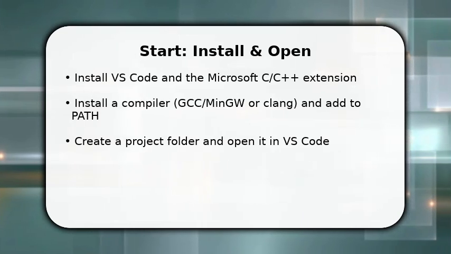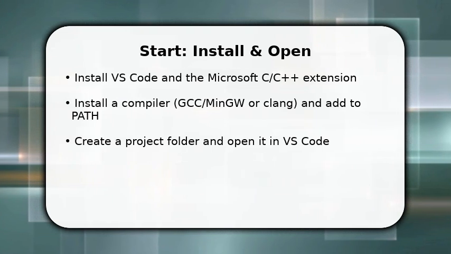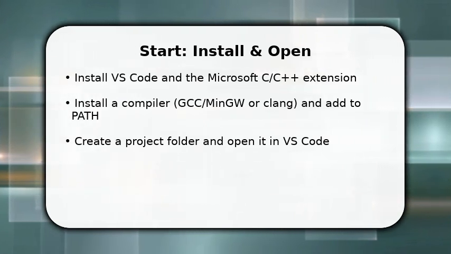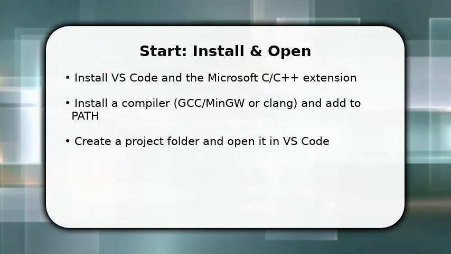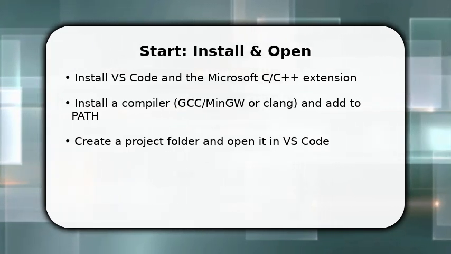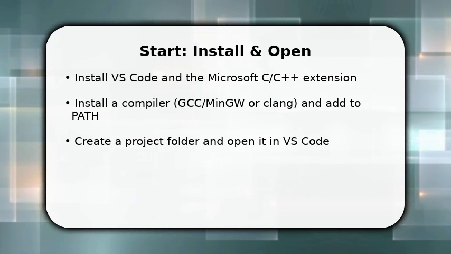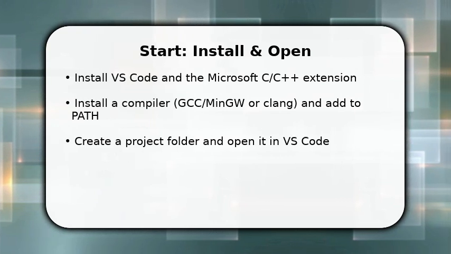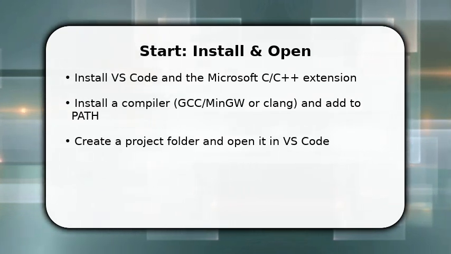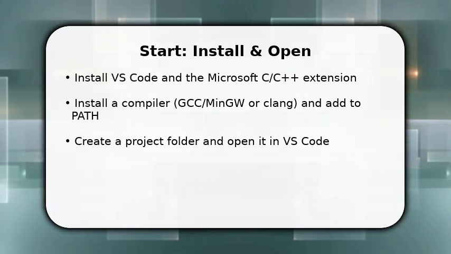Enjoy the video. You start by installing VS Code and the Microsoft C/C++ extension so you get IntelliSense and debugging. Next, install a compiler, GCC, MinGW, or Clang, and make sure the binary folder is on your path so the editor can call it. Once done, create a project folder, open it in VS Code, then add a simple main.c or main.cpp file. Make sure your editor shows the language mode, and that the extension activated before moving on to build configuration.